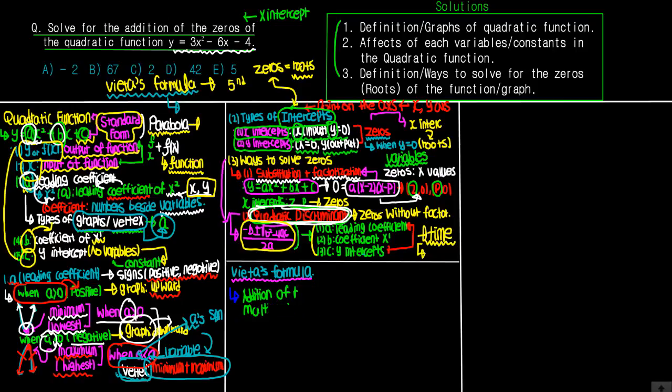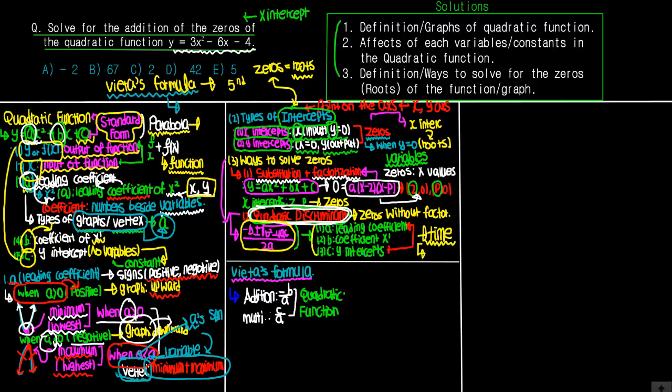So let's write it down again. The addition of the roots from Vieta's formula will be negative b over a, and the multiplication will be c over a. And you may wonder what the a, b, and c are. They all originate from our quadratic function system.